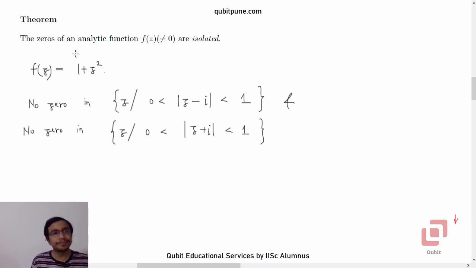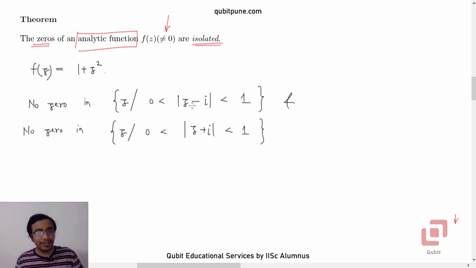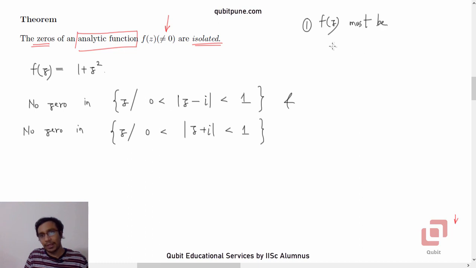Now this theorem says the zeros of an analytic function which isn't 0 everywhere are isolated, if at all the function possesses zeros. So the first requirement is that the function has to be analytic. Only then you can apply this theorem, and the theorem says that the zeros of this function are isolated.